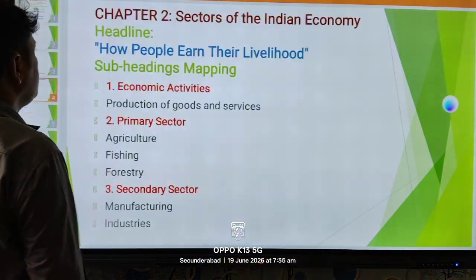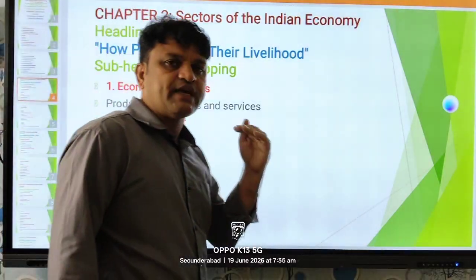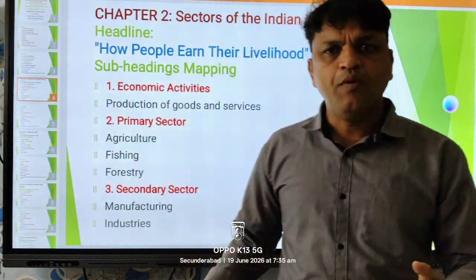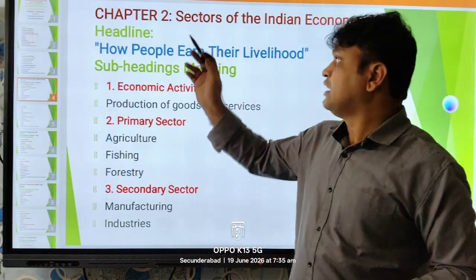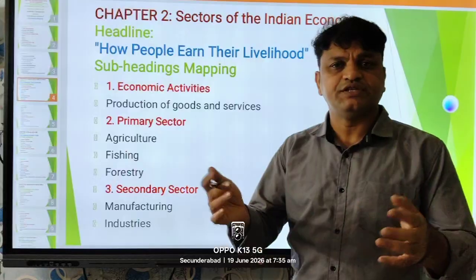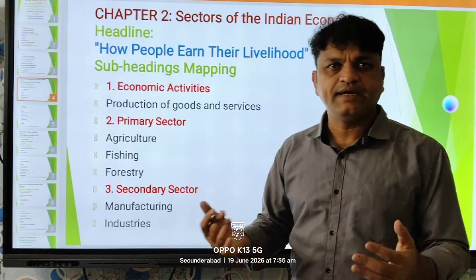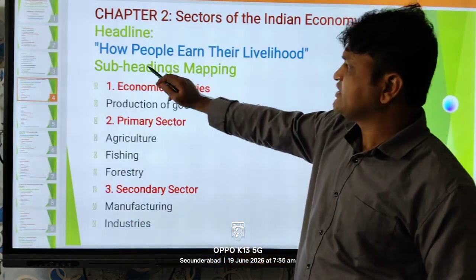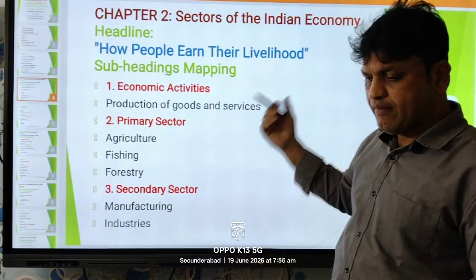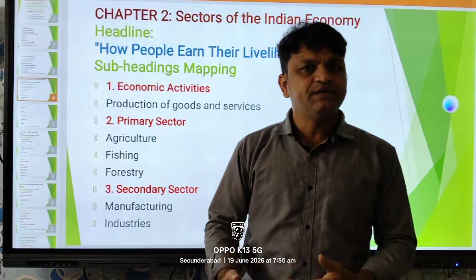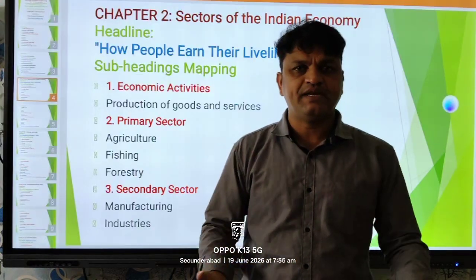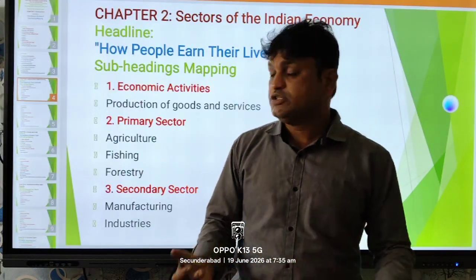Next one. Coming to chapter 2, chapter 2 deals with the sectors of the Indian economy. So how many sectors are there? We broadly divide the Indian economy into 3 sectors: primary, secondary and tertiary sectors. If you look at this major headline, how people earn their livelihood, how people are getting their income. So people are engaging in different economic activities, as I told you, primary, secondary and tertiary sectors. So you just remember that.